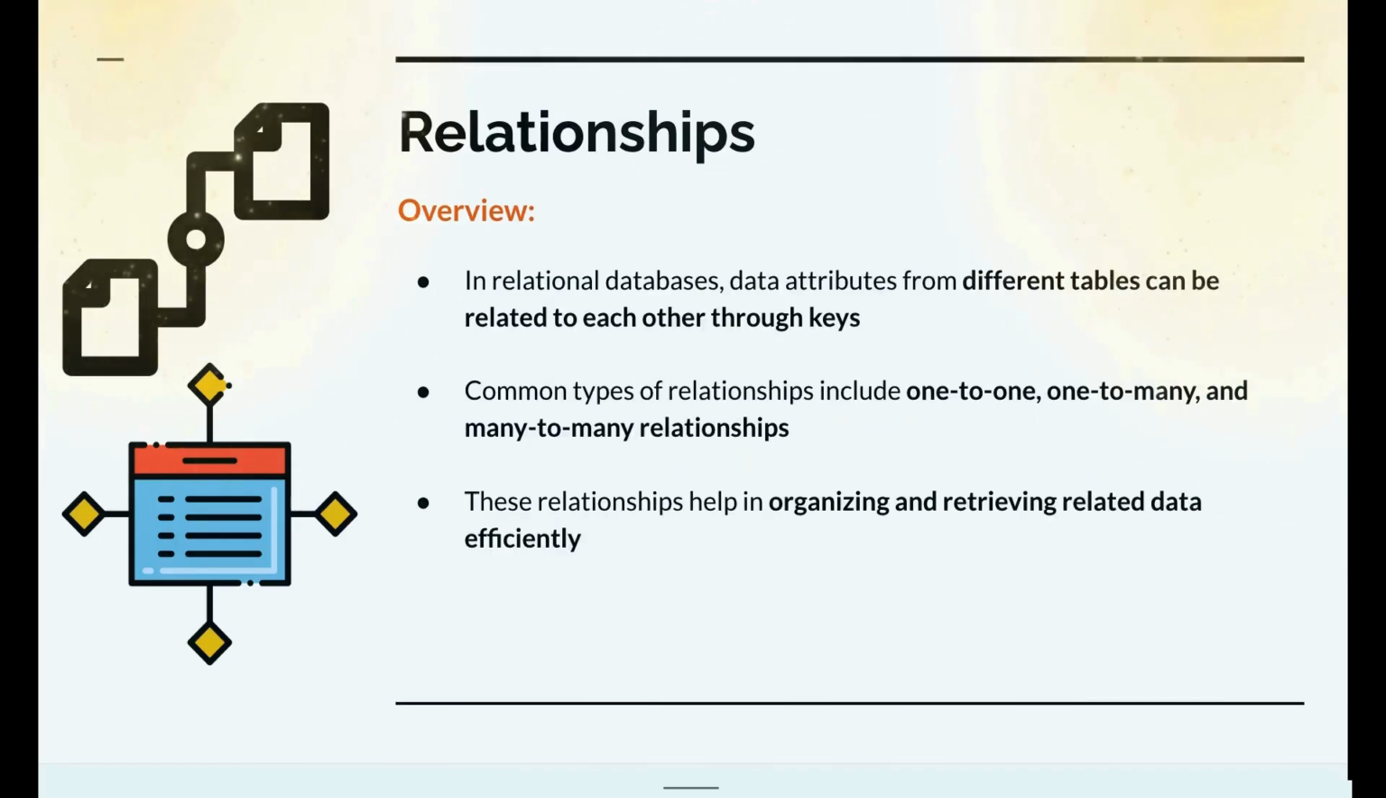Number 7. Relationships. In relational databases, data attributes from different tables can be related to each other through keys. Common types of relationships include one-to-one, one-to-many, and many-to-many relationships. These relationships help in organizing and retrieving related data efficiently.